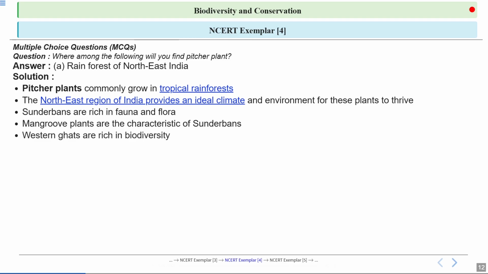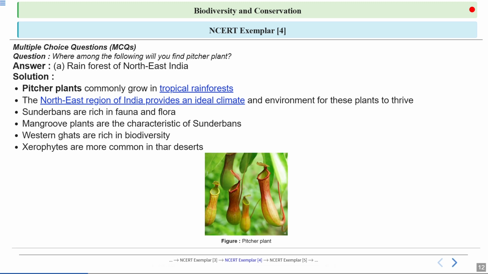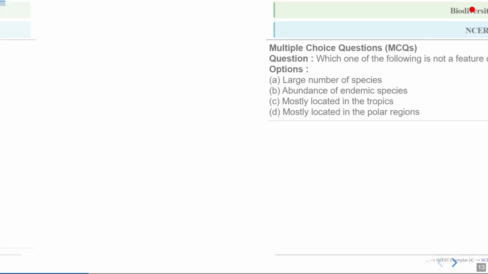Now, the Western Ghats are a region in India known for having a large variety of plants, animals, and other forms of life, which makes them rich in biodiversity. Xerophytes are the plants that are adapted to live in very dry environments like deserts where water is scarce. So this is an image showing you a pitcher plant, and the correct answer is option A. The rest of the options are incorrect.